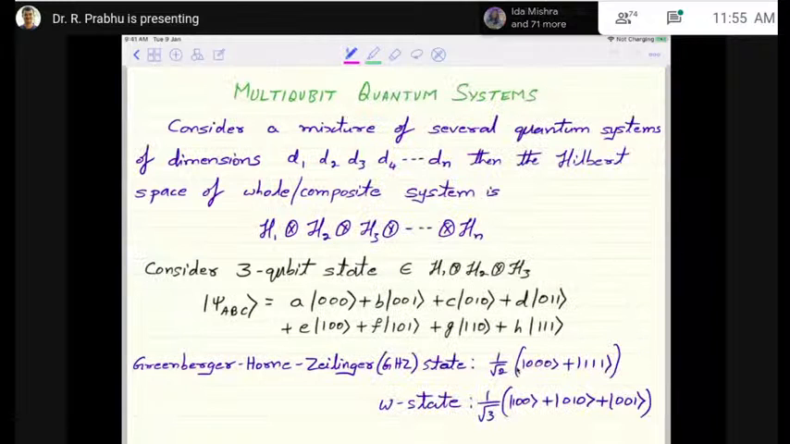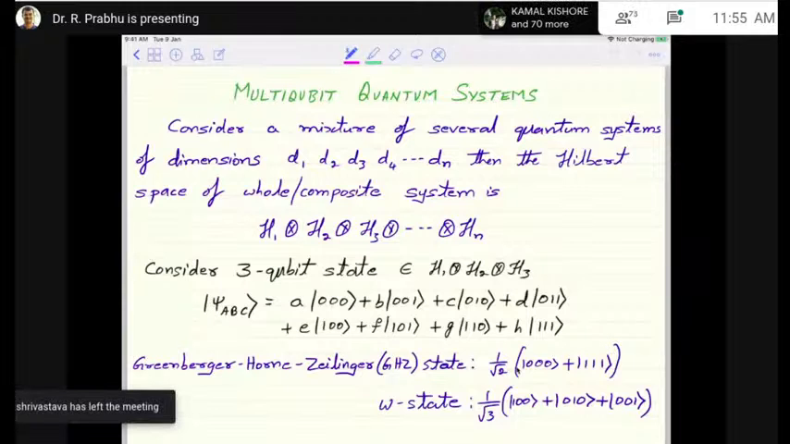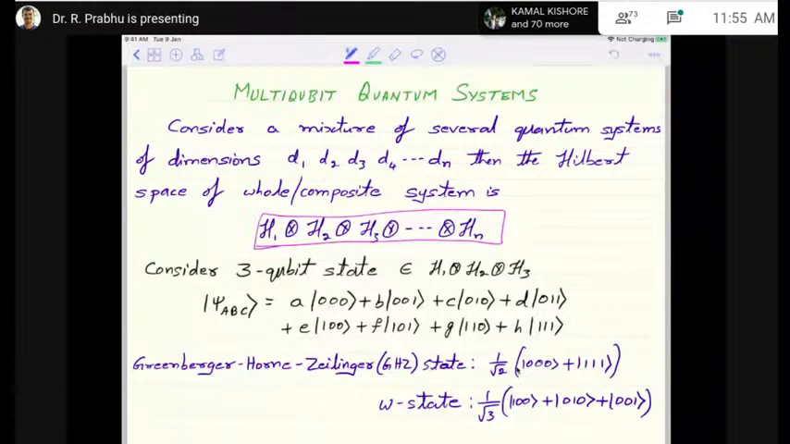So when it comes to multi-qubit systems, consider a mixture of several quantum systems, and they have different dimensions. I don't want to restrict myself to qubits. I can have qubit, qutrit, ququart, and so on. It's basically a mixture of all these different dimensional quantum particles. Then you can write the entire Hilbert space of that particular mixture as a tensor product space.